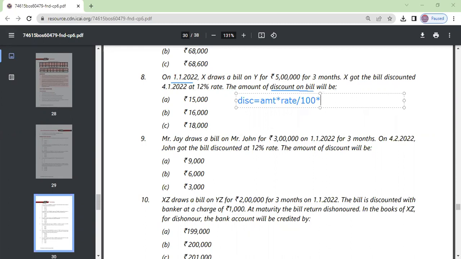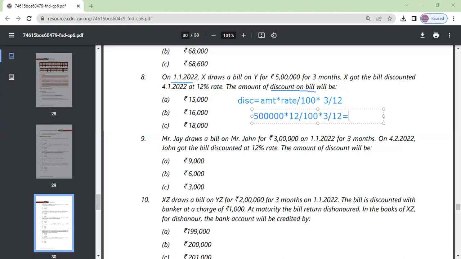So first we need to calculate maturity date. What is the maturity date of this bill? 4th April. When we discounted the bill? 4th January. How many months are there? 3 months are there. So remaining time period, 3 months divided by 12, 3 by 12. Now, what is the bill amount? 5 lakhs into rate 12 by 100 into the remaining time period from bill discounted with the bank to maturity date, 3 months, 3 by 12.